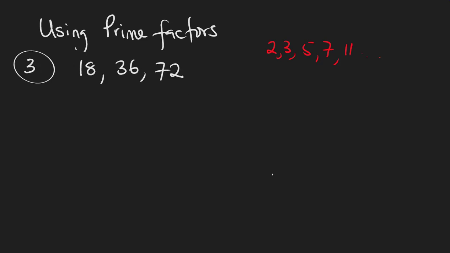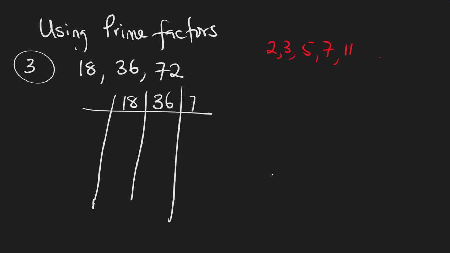Alright, the third question is, using prime factors, we should find the lowest common multiple of 18, 36, and 72. So as usual, let's check. Of course, 2 will go because 18, 36, and 72 end with even numbers, ending with 2, 4, 6, 8, and 0. So 2 into 18, that is 18 divided by 2 is 9. Then 36 divided by 2: if you don't have a calculator, how do you divide it? You say 3 divided by 2 will go 1 remainder 1. Now you are left with 16. So 16 divided by 2 is 8.